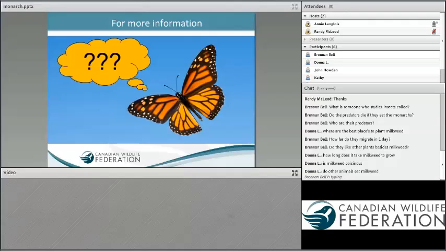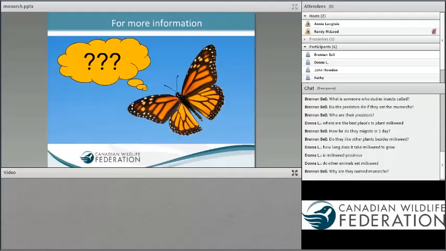Do other animals eat milkweed? Not that I know of, actually. Their flowers are possibly pollinated, of course, by bees and other pollinators like that. But the leaves, I think it's pretty much the monarch that eats it.